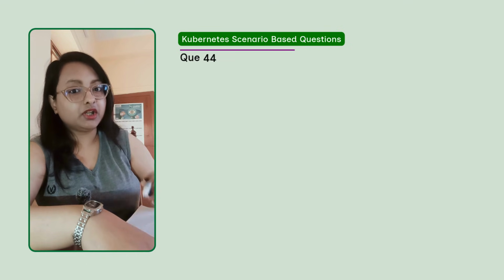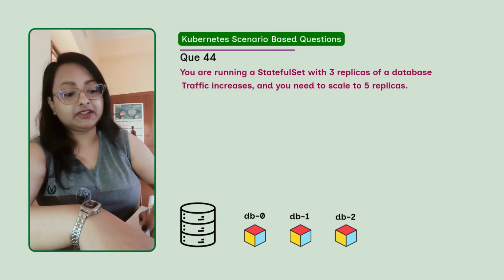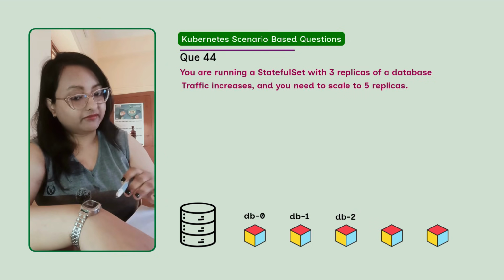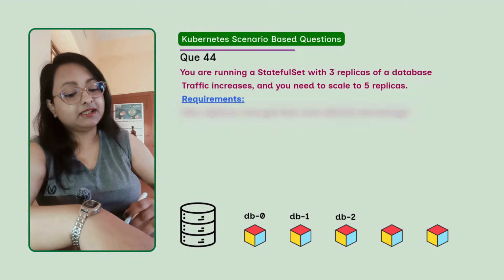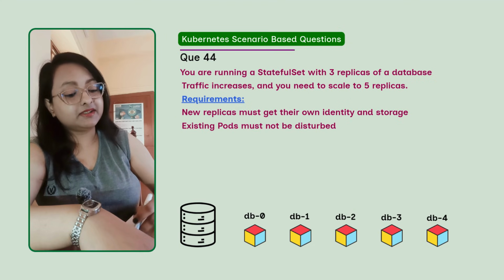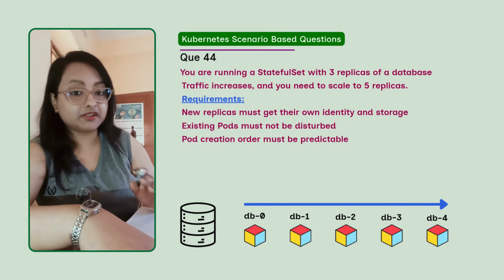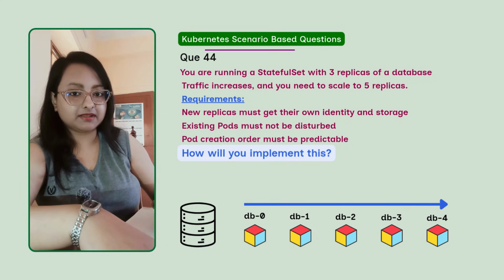Question number 44. You are running a stateful set with 3 replicas of database. Traffic increases and you need to scale it to 5. The requirements are new replicas must get their own identity and storage, existing pods must not be disturbed, and pod creation order must be predictable. How will you implement it?